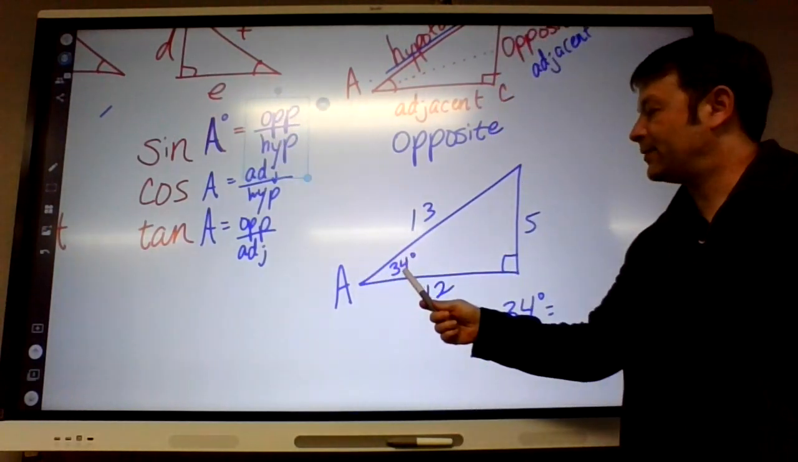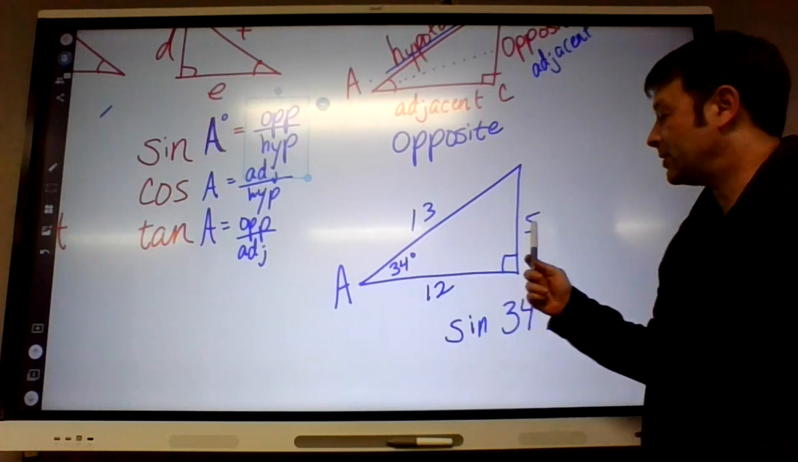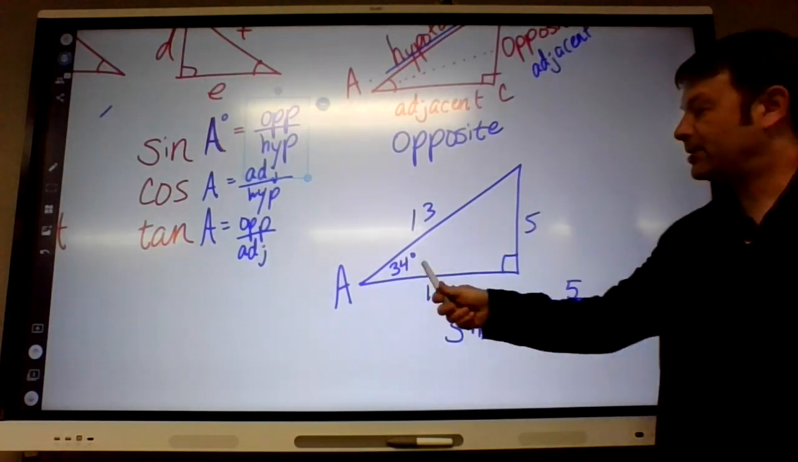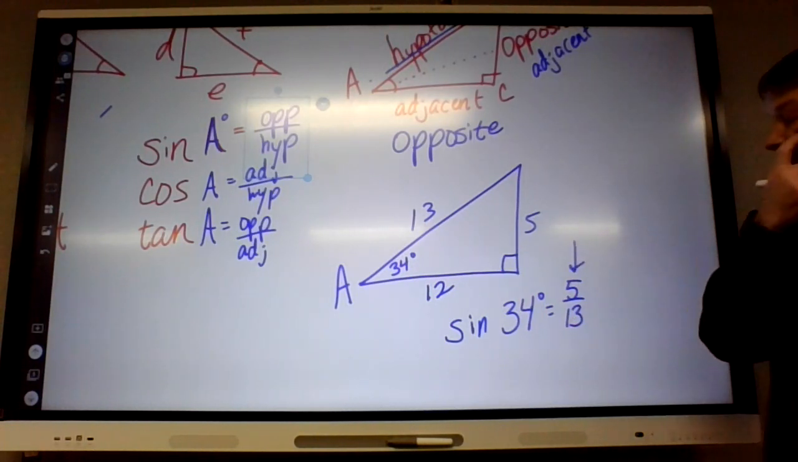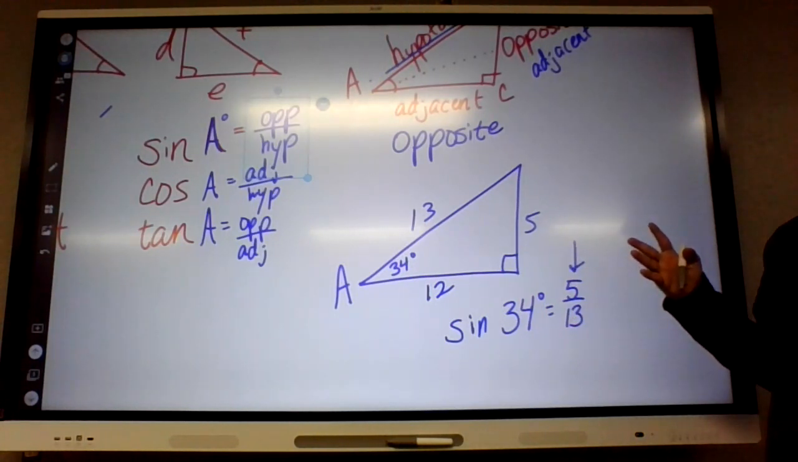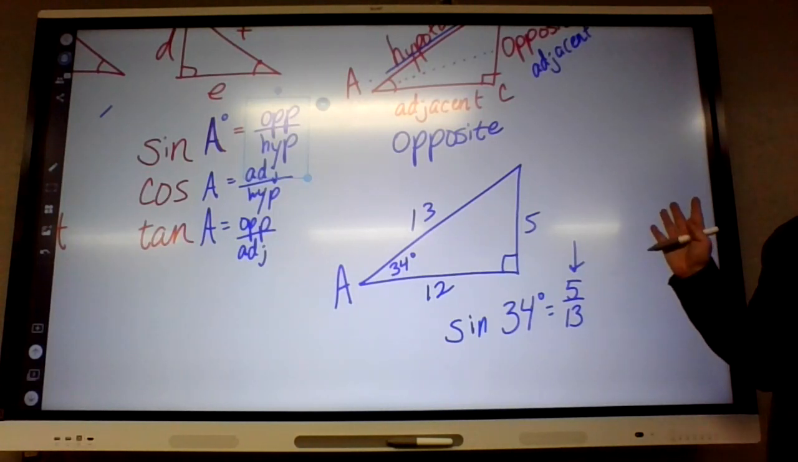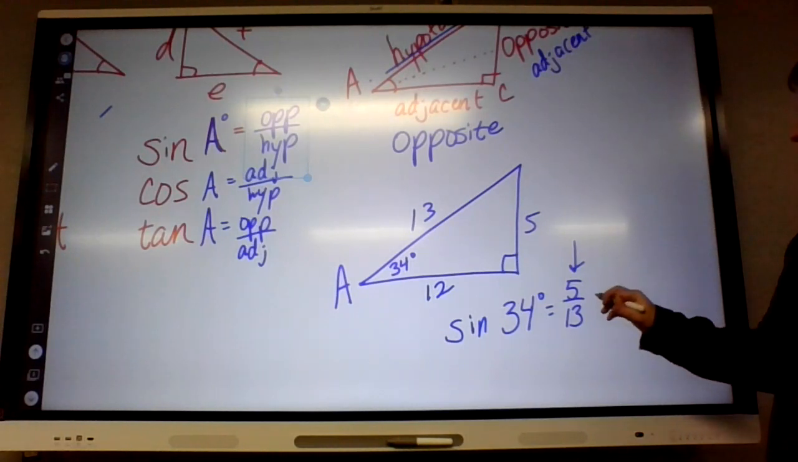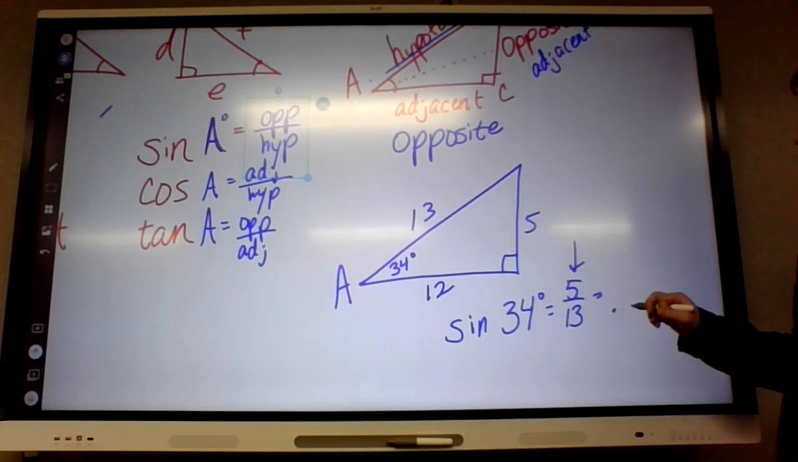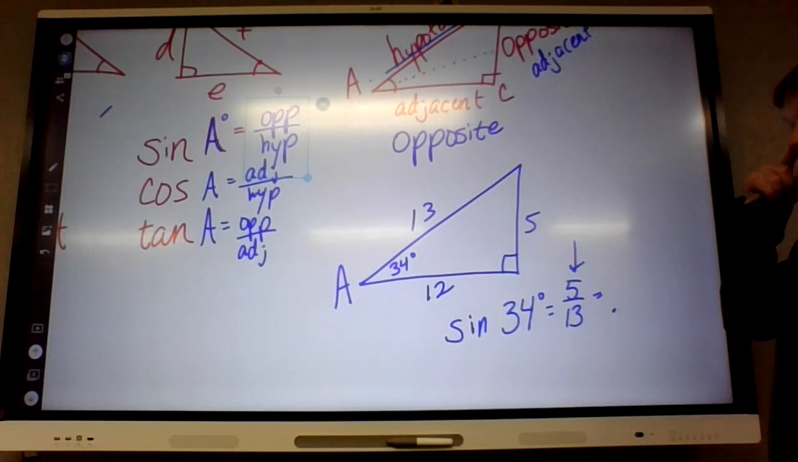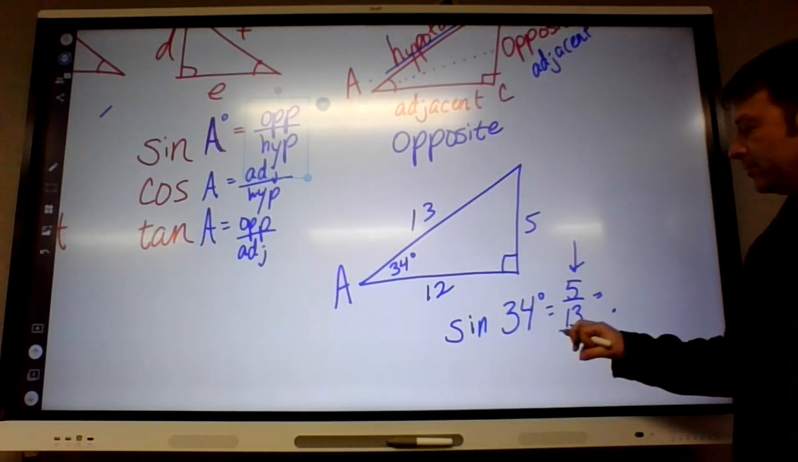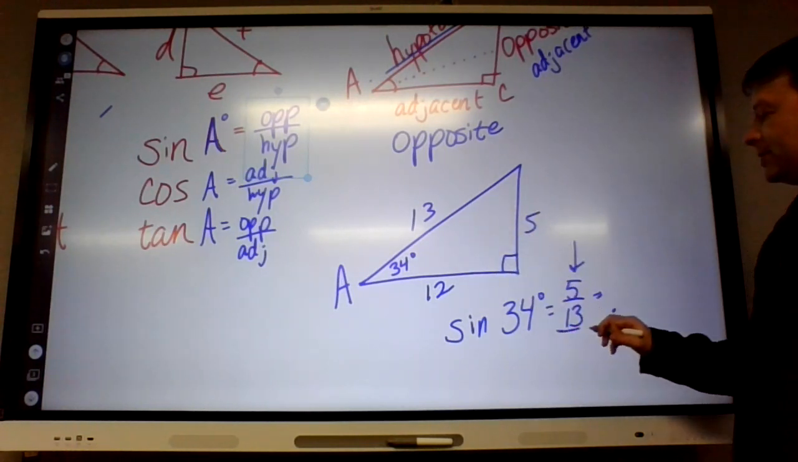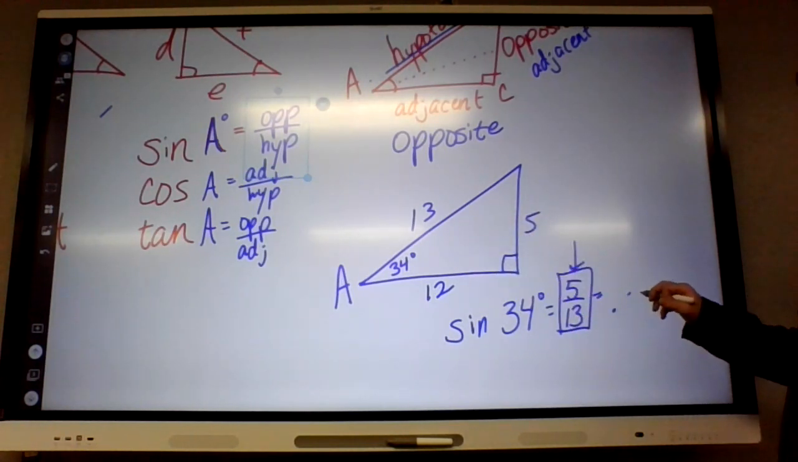What's the opposite of 34 degrees here? 5. What is the hypotenuse? 13. So what I would expect the calculator to spit out is 5/13. But actually the calculator wouldn't spit that out. It would spit out a weird decimal. I don't know what it is, but if we know that this is 5/13, then we're just going to be putting the fraction version, not the decimal version.